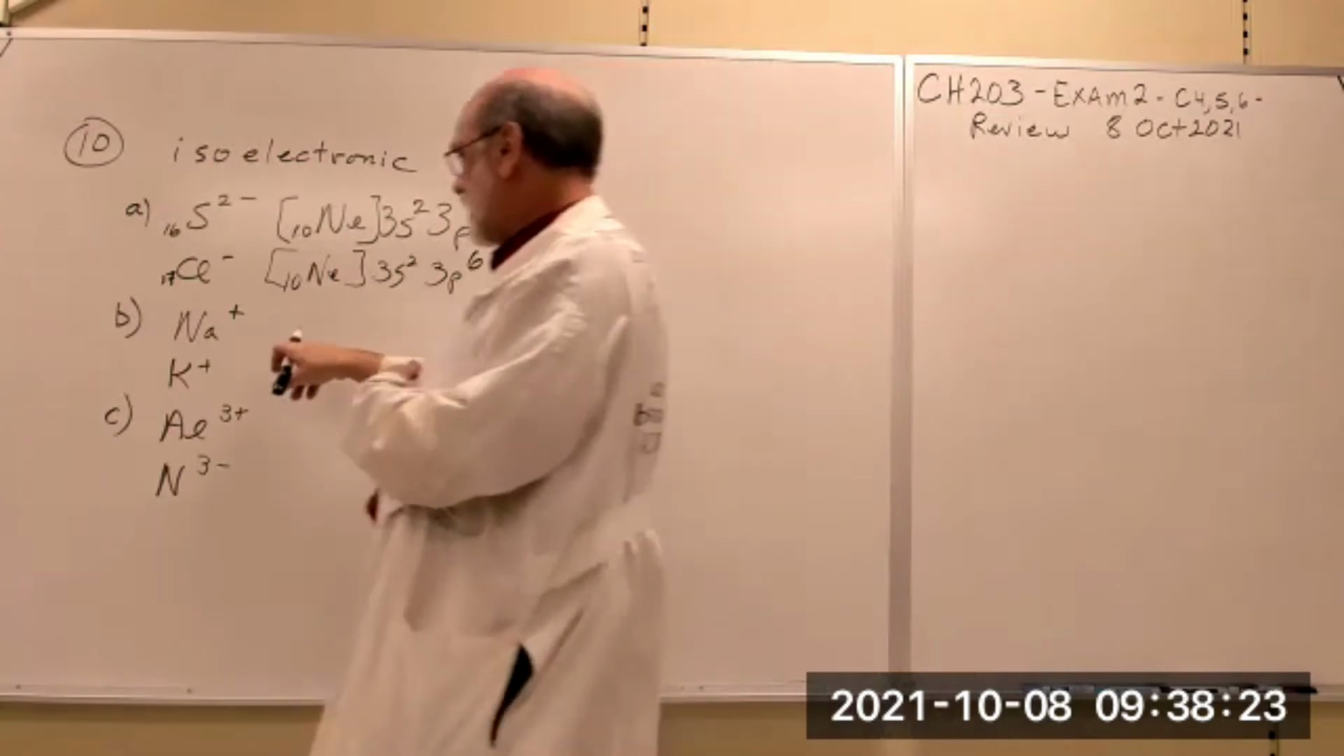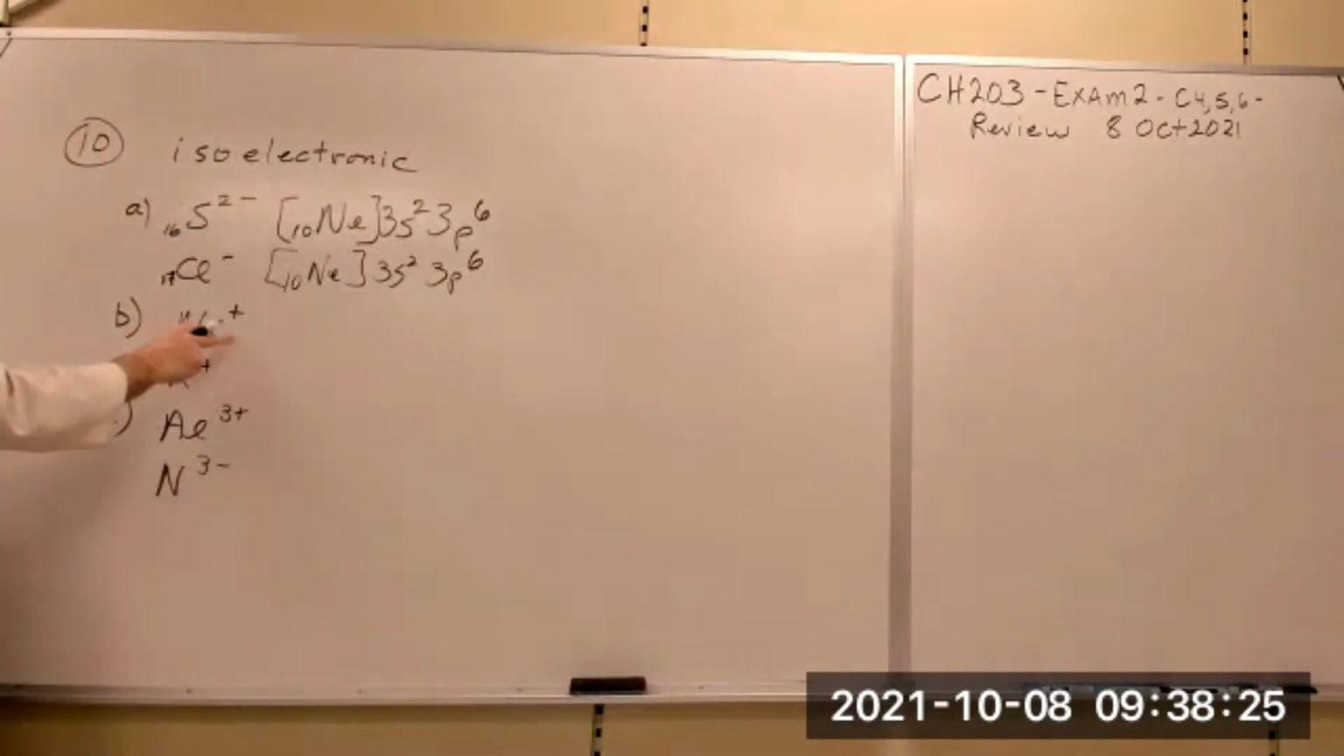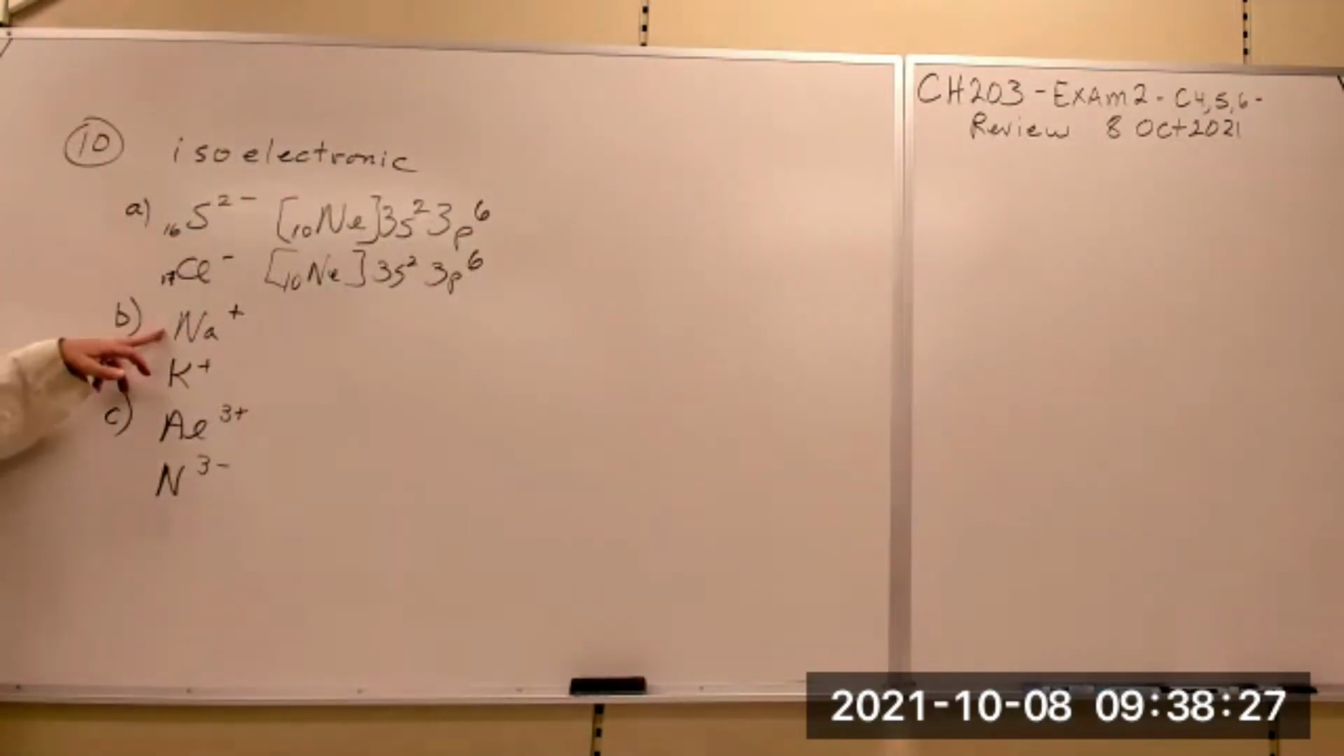Okay, so if we do these, we don't even have to write the configurations for this one because these are in the same group, but they're on different periods. So they can't have the same electronic structure. There's no way. Right? Potassium's got an extra layer of electrons out there. So they cannot be isoelectronic. How about aluminum and nitrogen? Aluminum 3+ and nitrogen 3-.